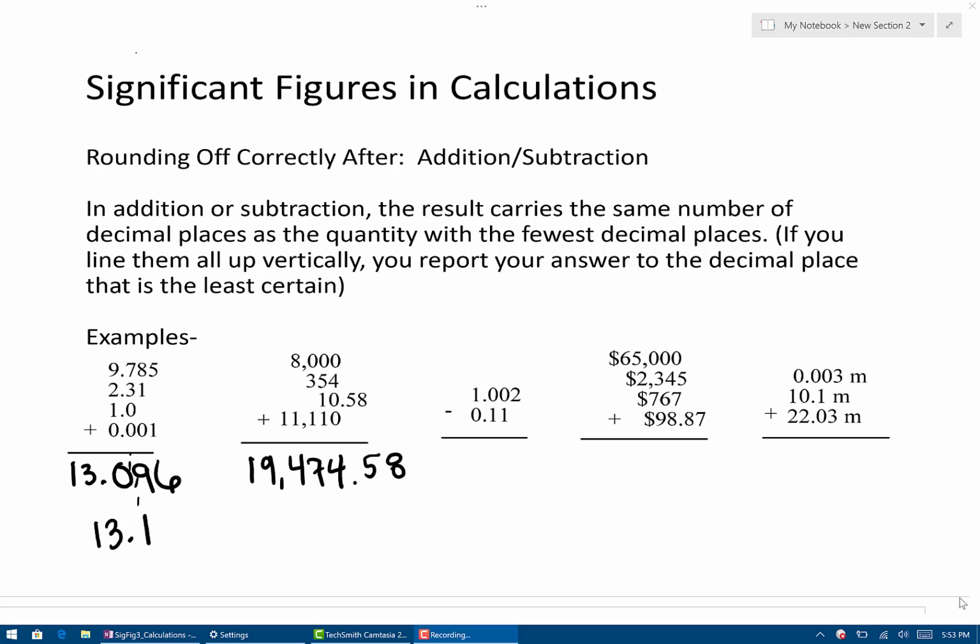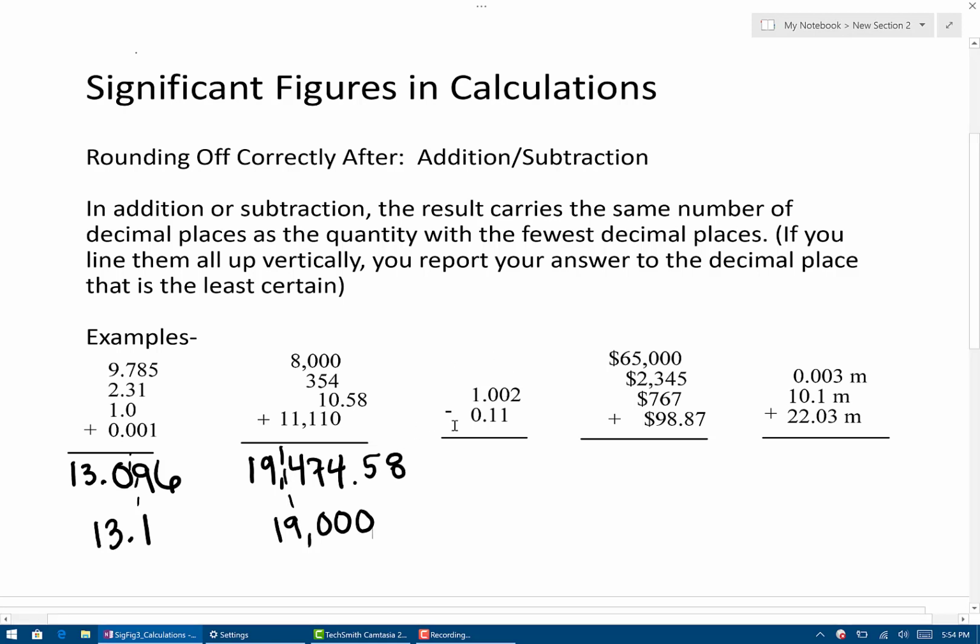Since we are limited by this 8,000, we can only report our answer to the thousands place. So we are going to have to cut off here. Since the number after our cutoff point is less than 5, we can leave the number as it is, and we would report this number as 19,000. So that's how that works there. Let's look at some more examples.